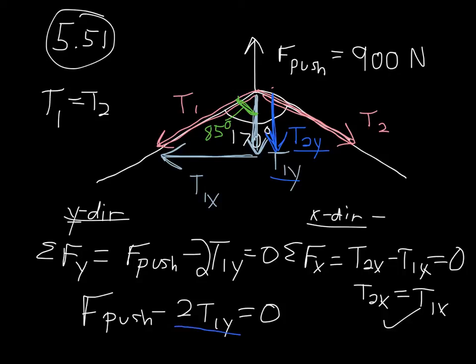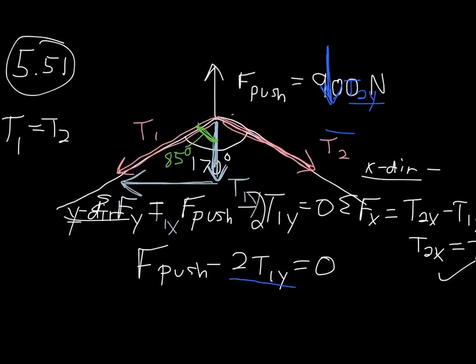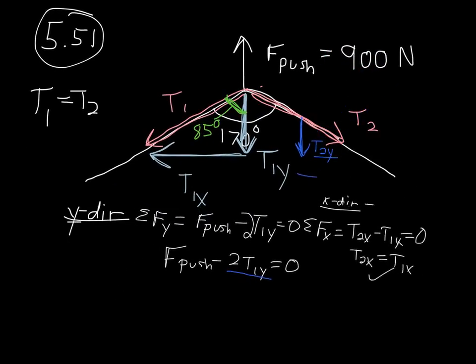So now we'll shrink this down. Oh, gosh. No, we won't. Go to a new screen. And we'll write down we have F push equals 2 times T1y. Yeah? We look so excited.